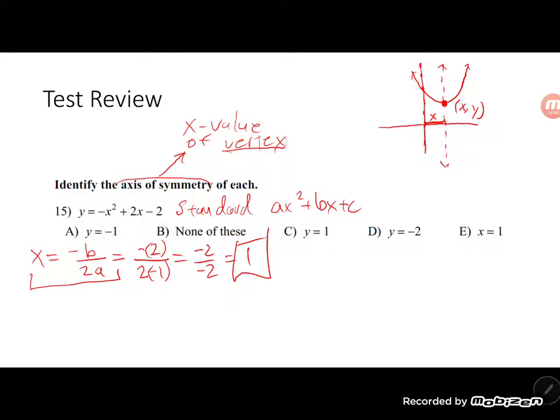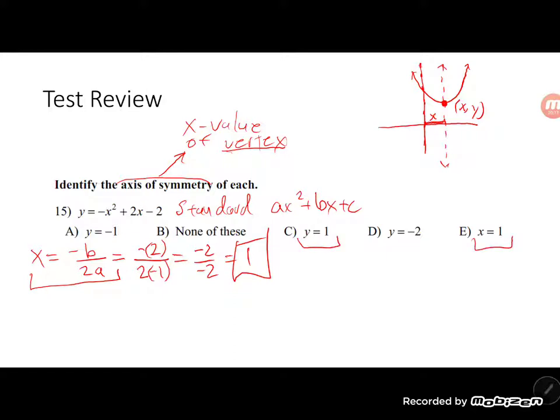Now, if we were looking for the entire vertex, remember, a vertex consists of x and y. But notice the axis of symmetry is just the x value of the vertex. So we don't have to keep going past here. This would actually be our axis of symmetry. And so I'm going to look over here for 1, and I actually see two answers, right? I see a y equals 1, and I see an x equals 1.